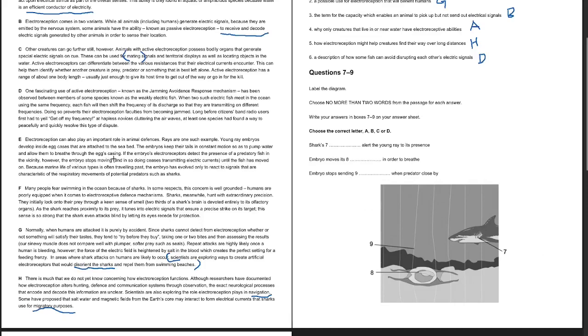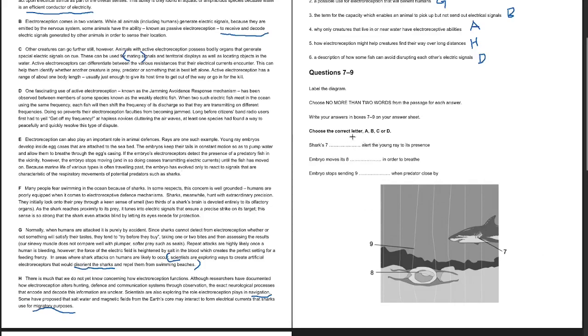So for this one, what feature that a shark has that will alert the young ray to its presence. Now we just move on to reading. Because marine life of various types is often traveling past, the embryo has evolved only to react to signals that are characteristic of the respiratory movements of potential predators such as sharks.